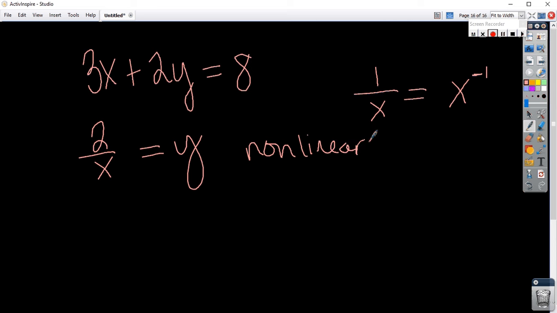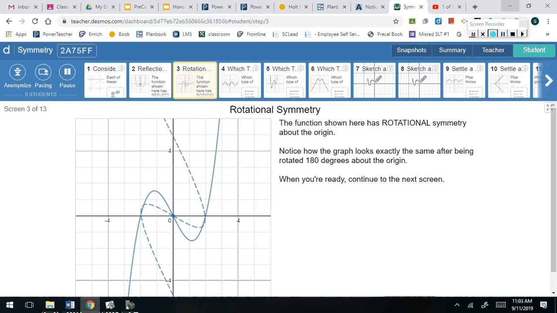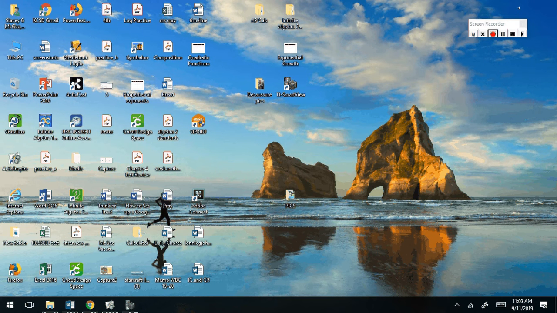It's got to be a positive 1. If it's anything other than 1 on x, it is not a linear function. So how would you solve that? Well, we're not worried about solving it. We're just worried about what it would look like. Let me show you. Don't look at that yet. That's a surprise.